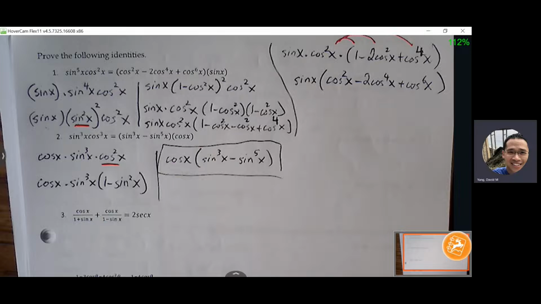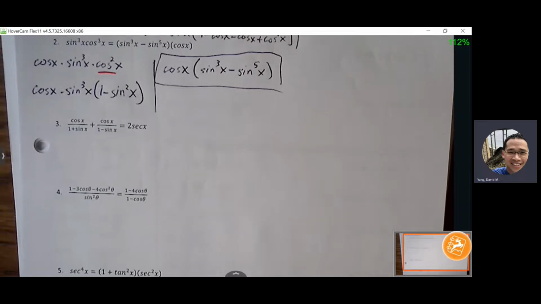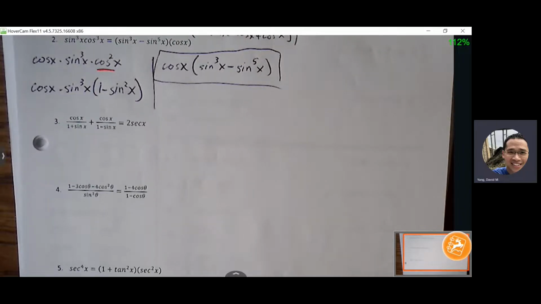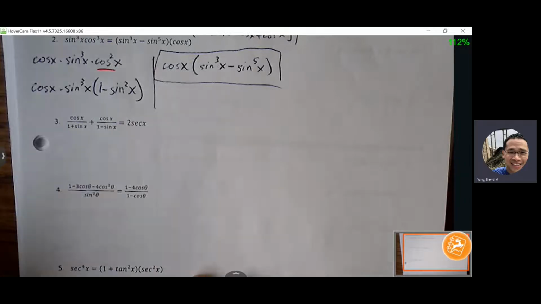Number 3. I think it's going to be another one of those common denominator problems. What's our common denominator for number 3? Good, yeah. So those are 2 separate pieces. We need to include both to create our common denominator. Okay.